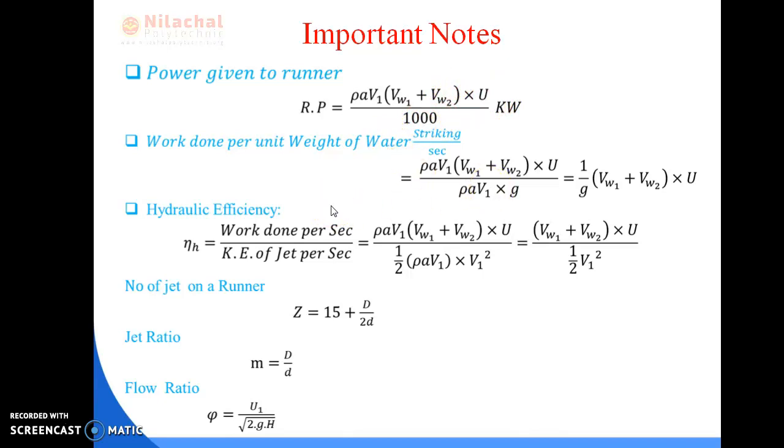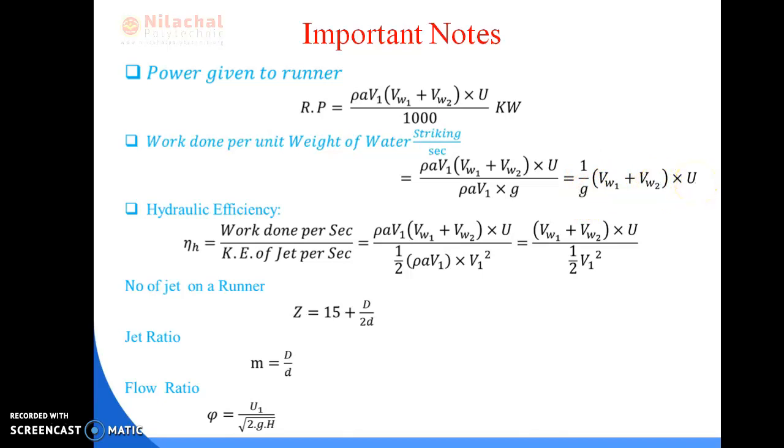The work done per unit weight of the water. So work done is equal to rho a V1 (Vw1 plus Vw2) into U divided by weight of water, which is mass into acceleration. Mass into acceleration by time means rate of flow of water into g. So rho a V1 into g. So we finally get 1 by g (Vw1 plus Vw2) into U.